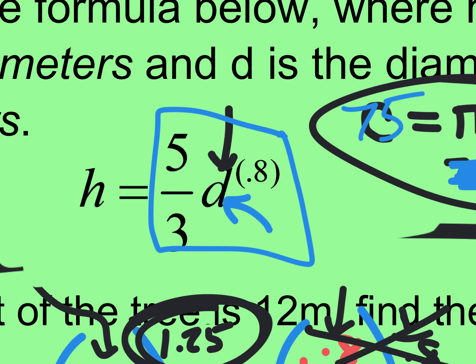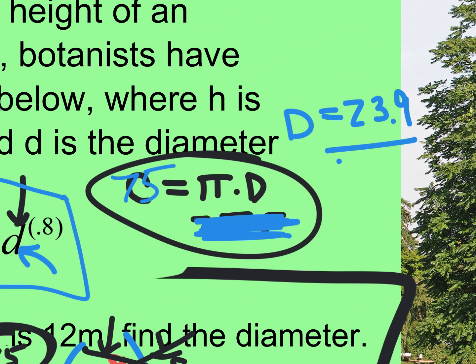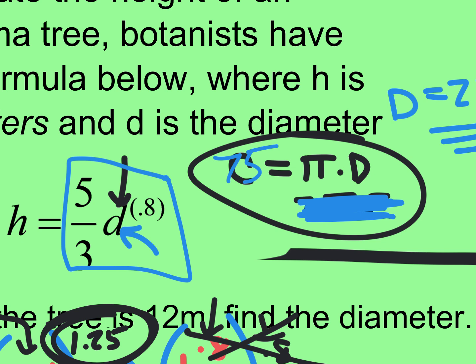I got 19 for my final answer. Who had 19? Oh boy. Okay. Better double check. So what I got was 23.9. Did you guys agree with that one? 23.9 diameter? Okay. So then I times it by 5 and then divided by 3. That's a way you could do that.